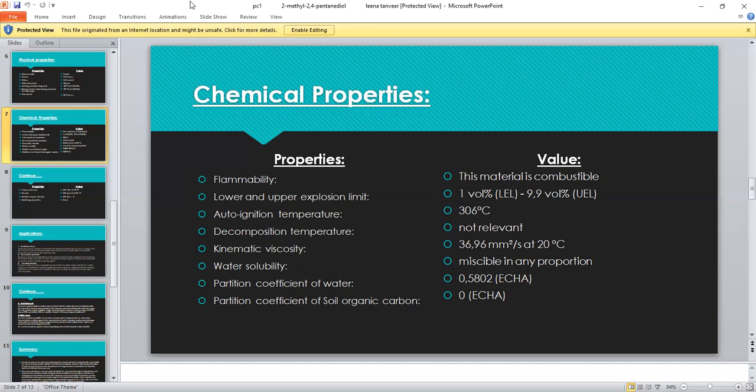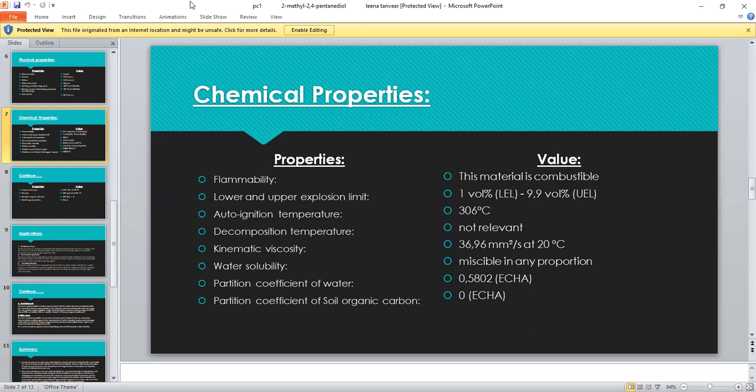Is the decomposition temperature, and 2-methyl-2,4-pentanediol does not have any decomposition temperature. The next is the kinematic viscosity, which is the measure of a fluid's internal resistance to flow. Its kinematic viscosity is 36.96 square millimeters per second at 20 degrees Celsius.